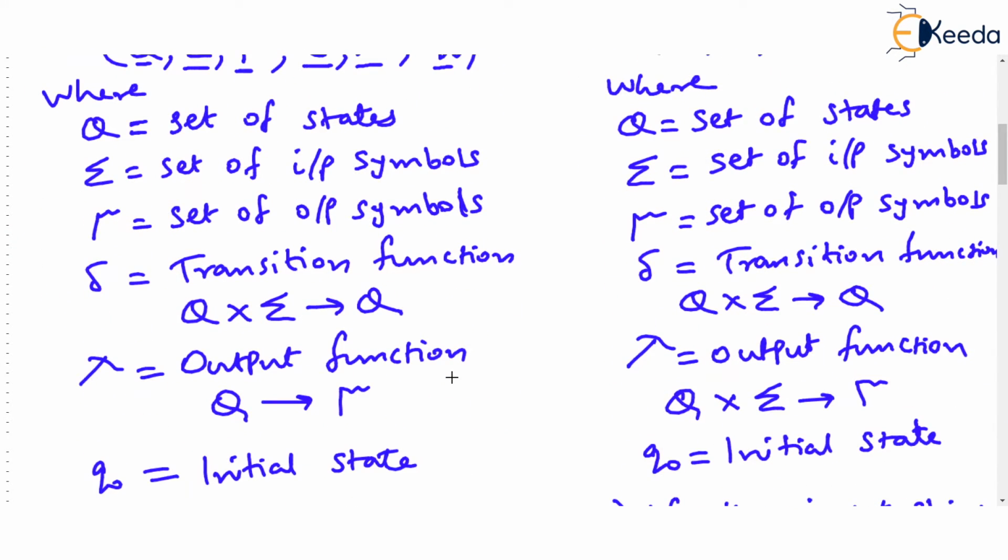Most importantly, the transition function is the same as the transition function of any FSM or DFA. It is Q cross sigma maps to Q. That means in some state you are reading some input and you will go to some state. Whereas the output function differs. Okay. But before that, you see the definition of a Mealy machine.